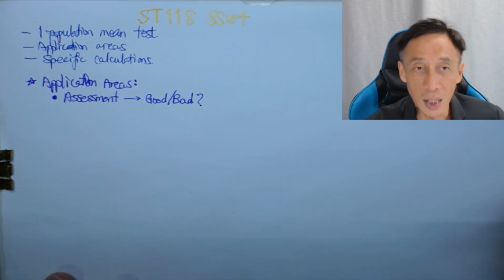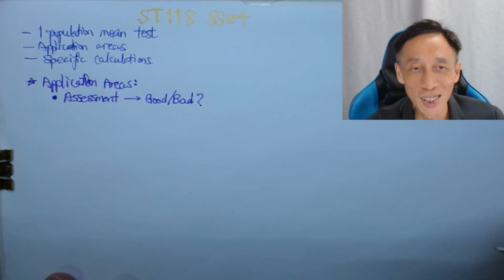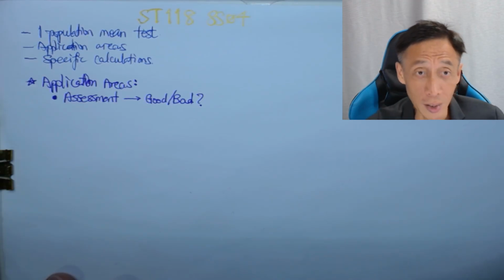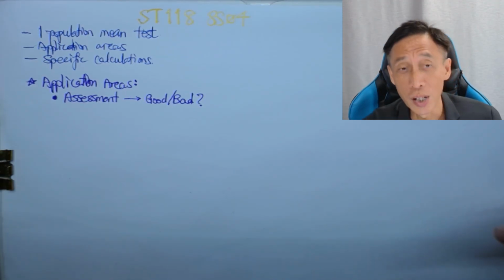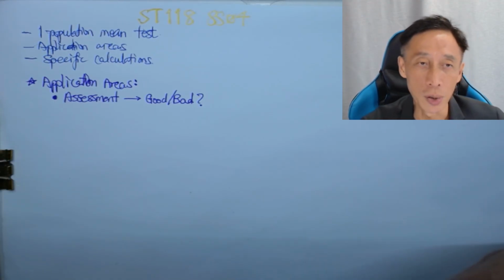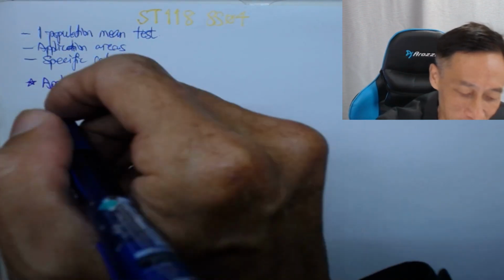So you want to make a statement. Somebody makes a statement. This company is good. This product is good. This car is very fuel efficient. Now, of course, somebody says that you don't have to believe, and so you want to find data support. You want to assess, is this good or bad? So in those situations, you want to consider using one population mean test.